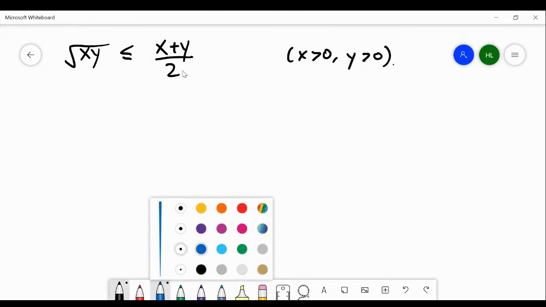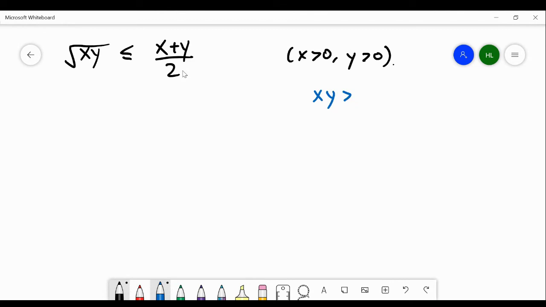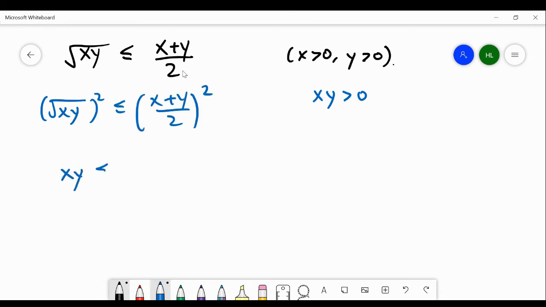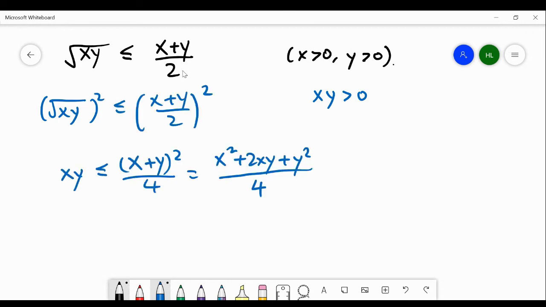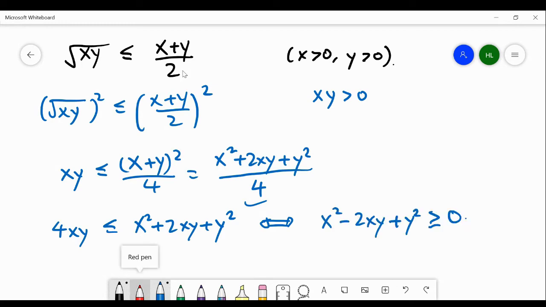And once again, because x and y are both positive real numbers, the product is going to be positive. So it allows us to take a square on both ends like this. And the next step is going to be like this. And can you simplify further? The answer is yes. I can move the 4 on the right-hand side to the left, right? And now this current inequality is equivalent to this inequality.